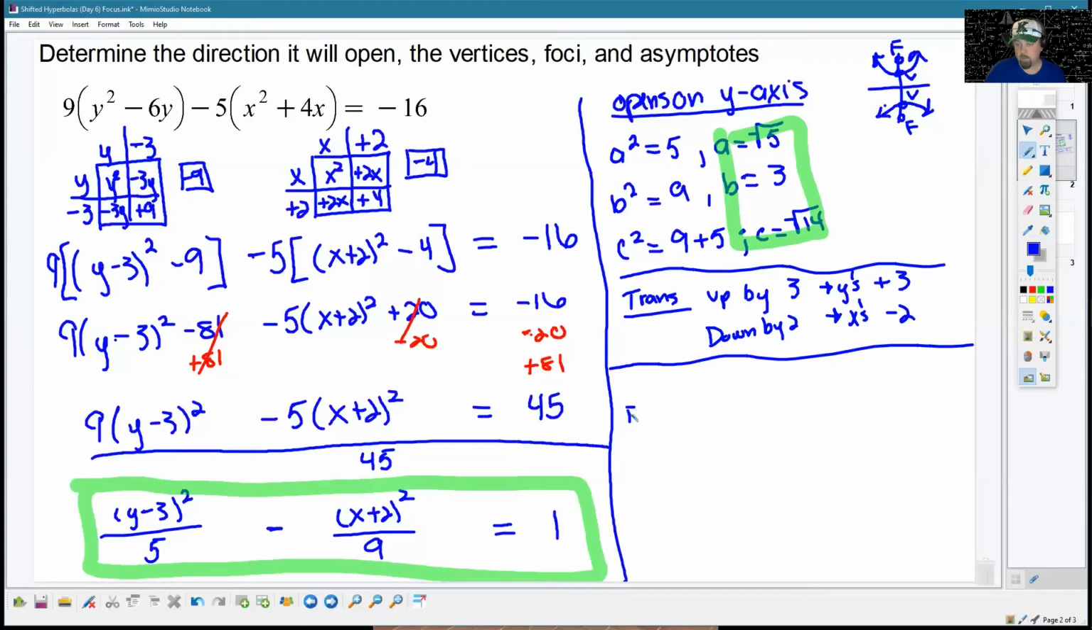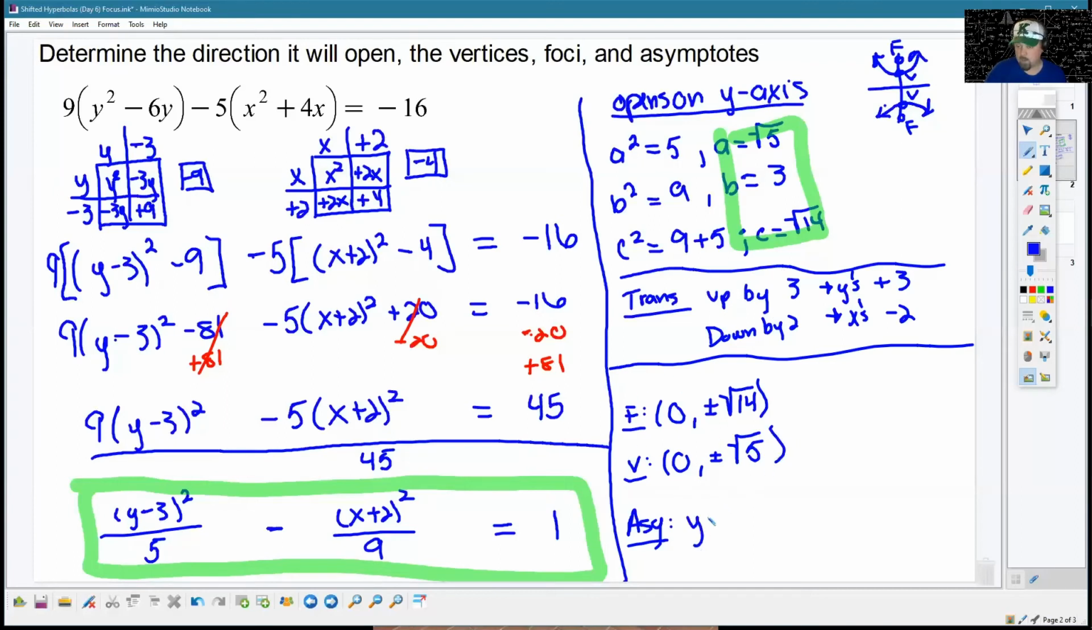So focus, vertices, and then we'll deal with asymptotes. So focus and vertices. So focus always comes from the c, which was that square root of 14, and it's going to be a y value to start because it opens on the y. Vertices come from a, and a is the square root of 5. And it's going to be a y value.